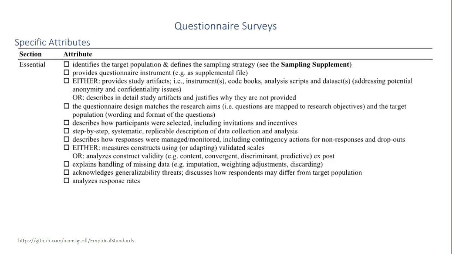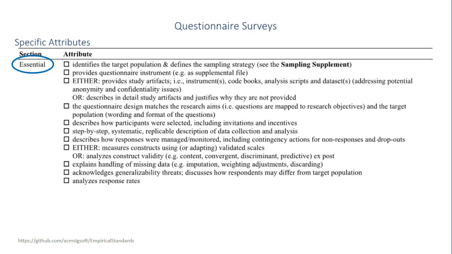Next up, we have the heart of the standard, the specific attributes. These are our main expectations for this kind of study. We divide our expectations into three categories: essential, desirable, and optional. These are the essential attributes for questionnaire surveys.